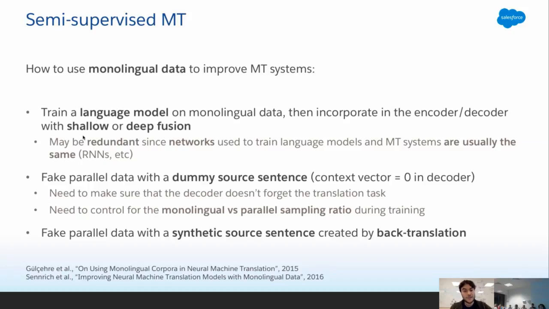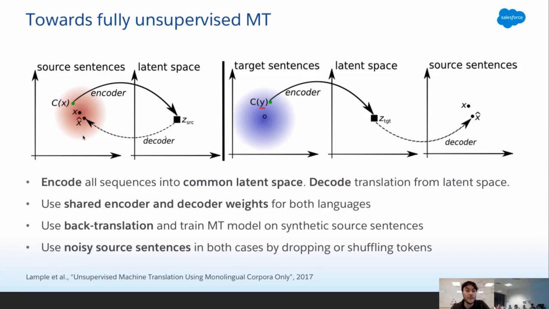So another approach is to generate synthetic source sentences from the monolingual data using back translation. So here the idea is to train two MT models, one for each direction, and then to refine one of them by using synthetic data created by the other one. So this idea works only if you have semi-supervised data, when you are able to translate at least some amount of data from an existing system.